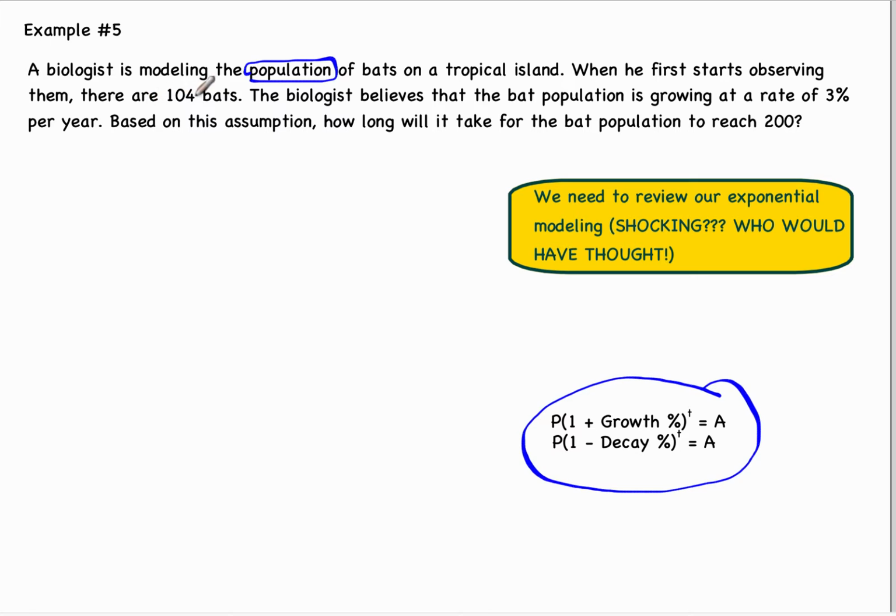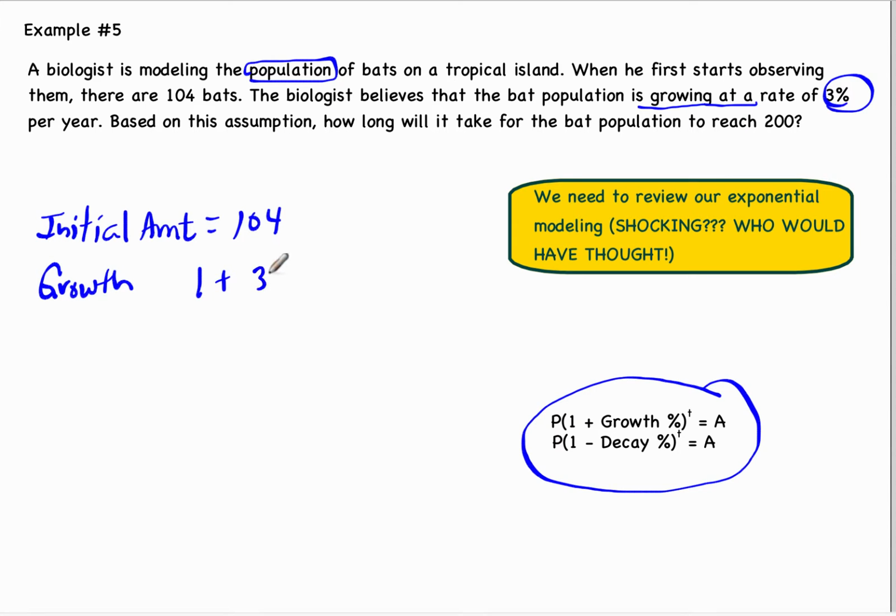All right, when he first starts observing, there are 104 bats. So my initial amount, I always take down. The biologist believes the bat population is growing at a rate of 3%. So growth means 1 plus the percentage. Based on this assumption, how long will it take for the bat population to reach 200? So we want to go to end amount of 200, and time is unknown.